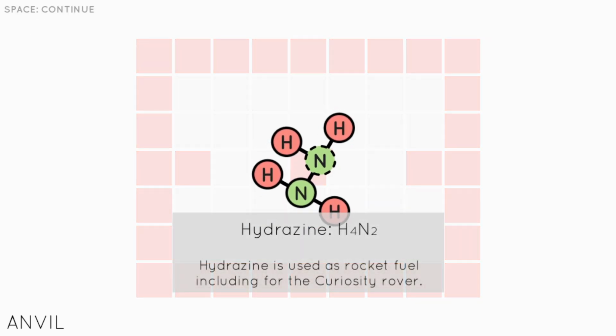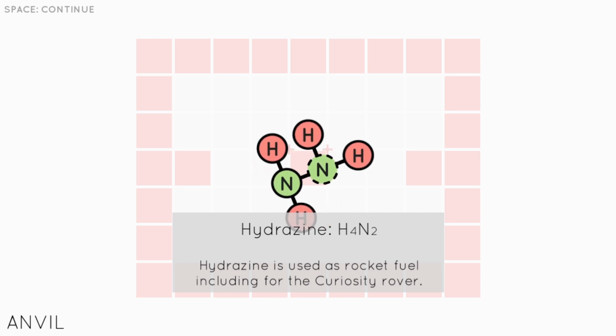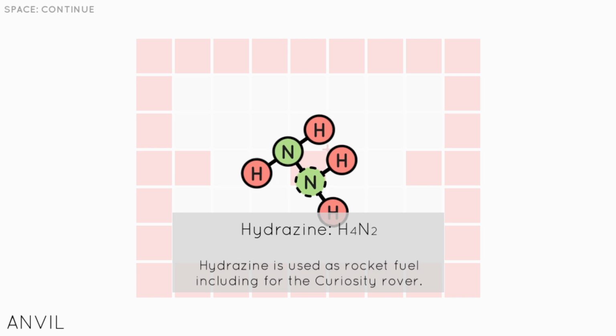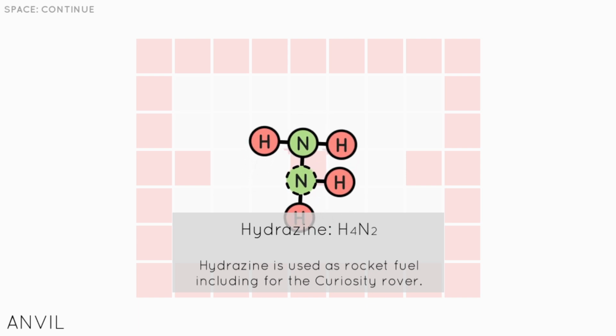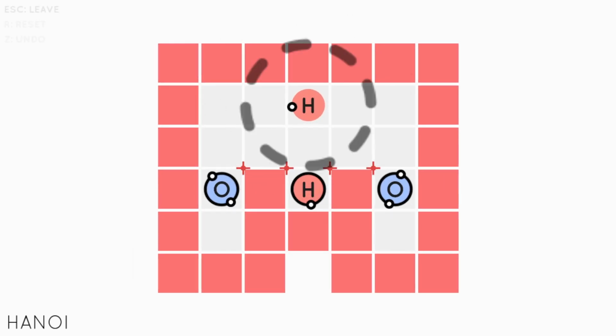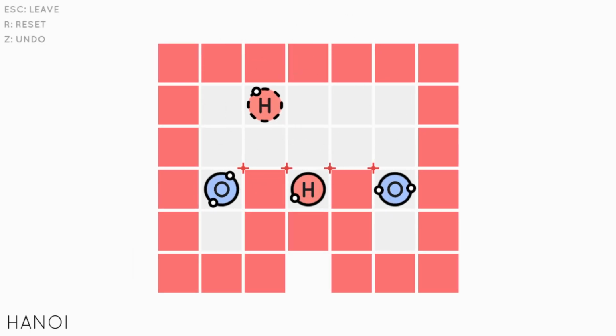Nice. Hydrazine. Yeah, hydrazine. Oh, this gives me flashbacks of my A-level chemistry. Hydrazine is used as rocket fuel, including for the Curiosity rover. Awesome. Alright, Hanoi. Classic Tower of Hanoi puzzle. You're gonna get stuff over.